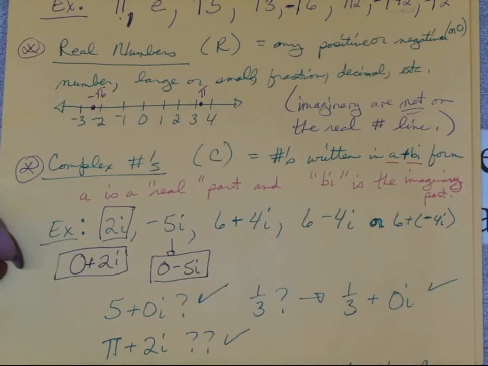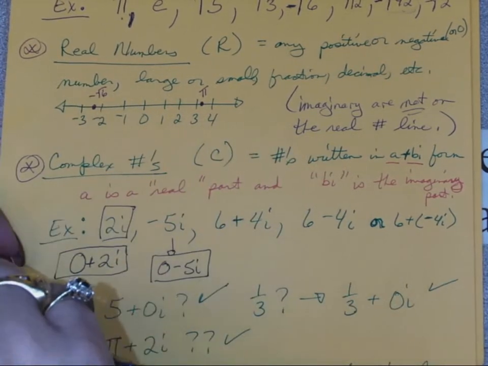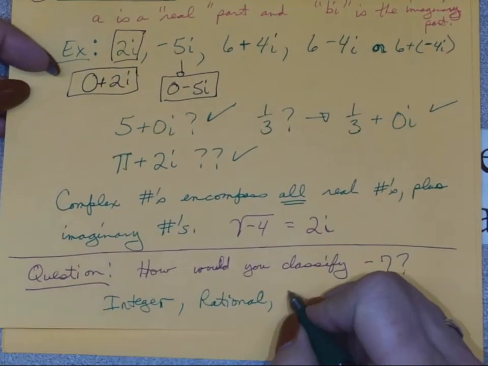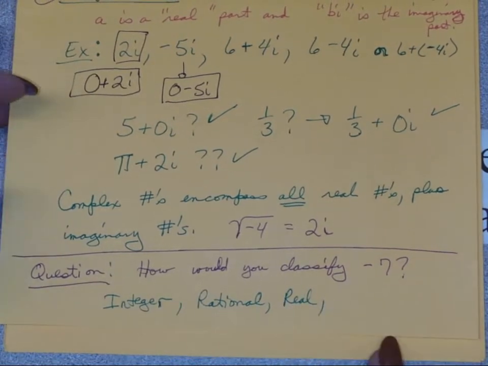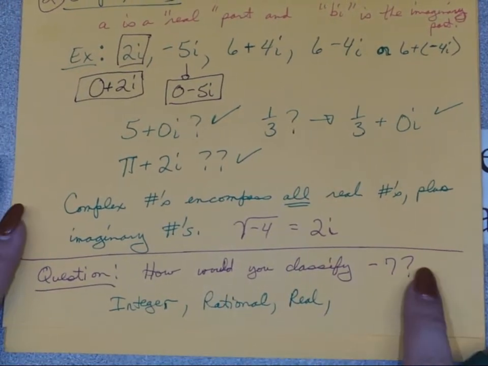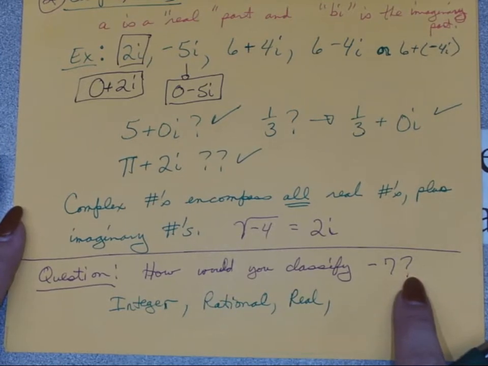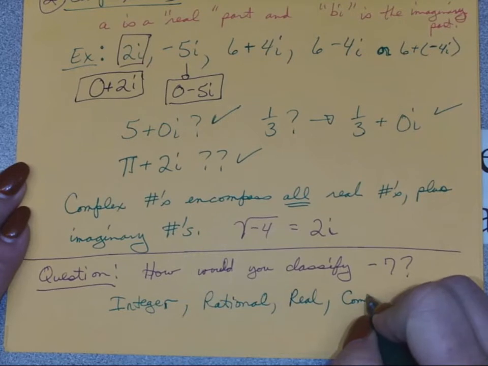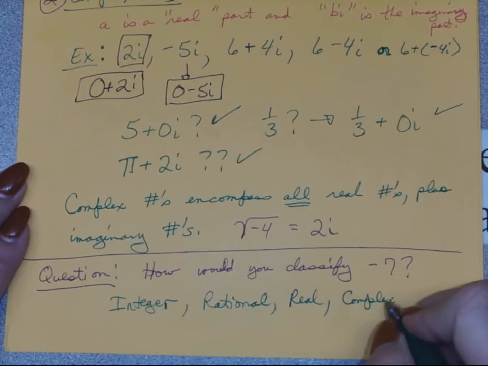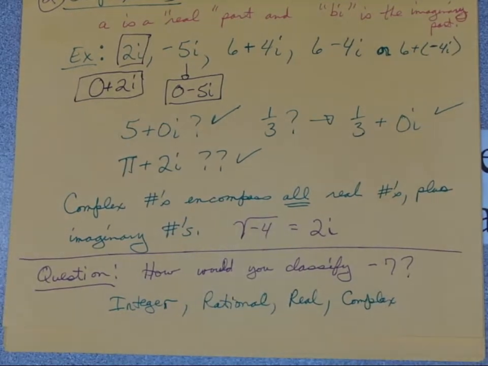Real numbers. Is -7 on that number line? Yes, it is. So it's part of the real numbers. And then could it be written in a plus bi format? Absolutely, but the b would be a 0, right? -7 plus 0i. But it could still be in there, so it's still part of the complex numbers. Okay, so one particular number, -7 in this case, is in 4 different sets.